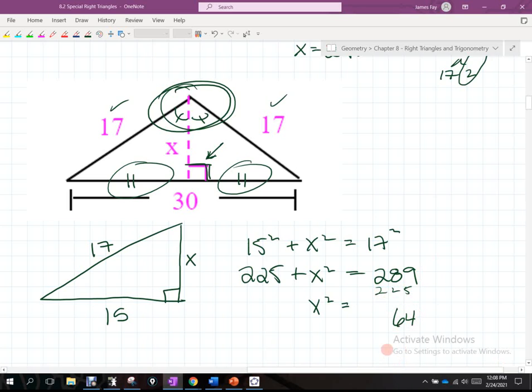64. So what's x got to be? X is 8. What kind of group of numbers do we call that? If they're all integers, that's a Pythagorean triple.